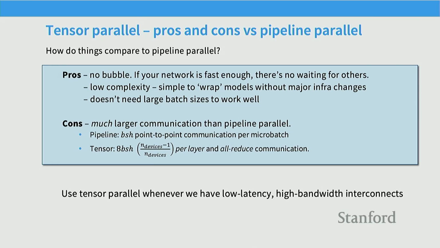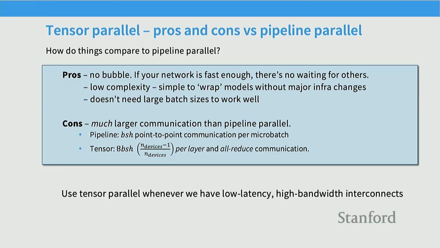In pipeline parallel, you've got batch size times sequence length times residual dimension, point-to-point communications per microbatch. In tensor parallel, you've got 8 times that per layer, and you've got all-reduce communication. It's potentially a very large amount of communication that needs to be done. So, the rule of thumb, as I said before, is tensor parallel is used whenever you have low latency, high bandwidth interconnects. You're going to see 2 to like 16, depending on what kinds of machines you have, of tensor parallel out in the wild. And I'll show you examples at the very end here of tensor parallel.